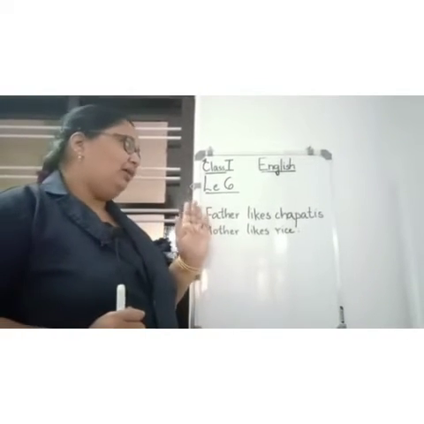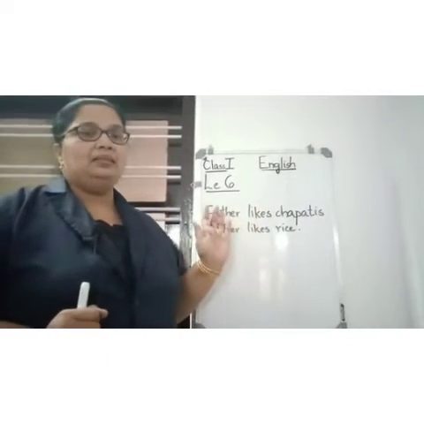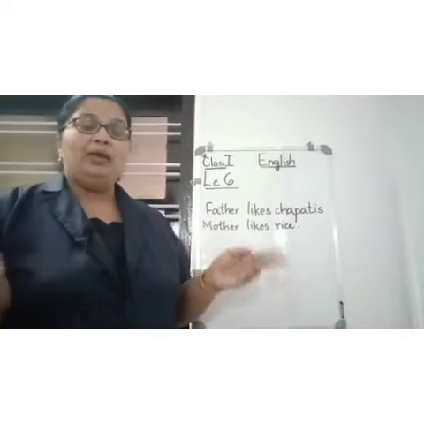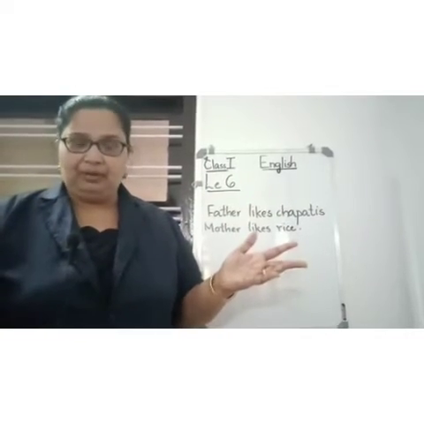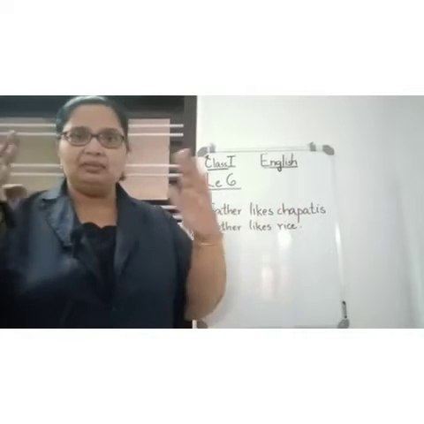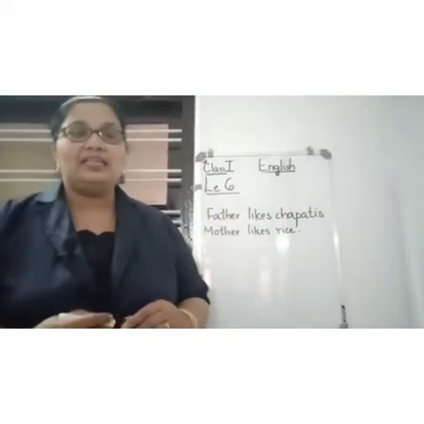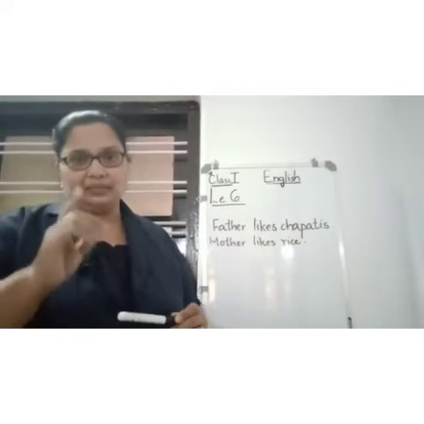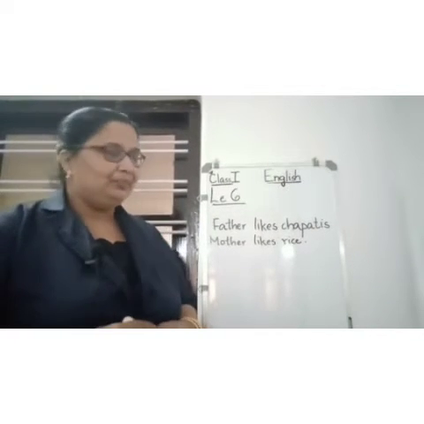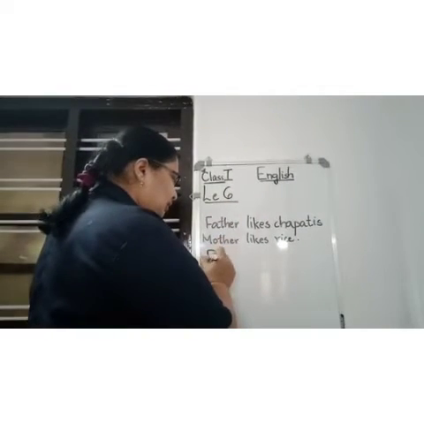Okay, father and mother. Father likes chapatis, mother likes rice. When it is two different people liking two different things, rice and chapati there is a difference, you will use the sentence connector but. Understood? So I'm going to make this into one sentence.